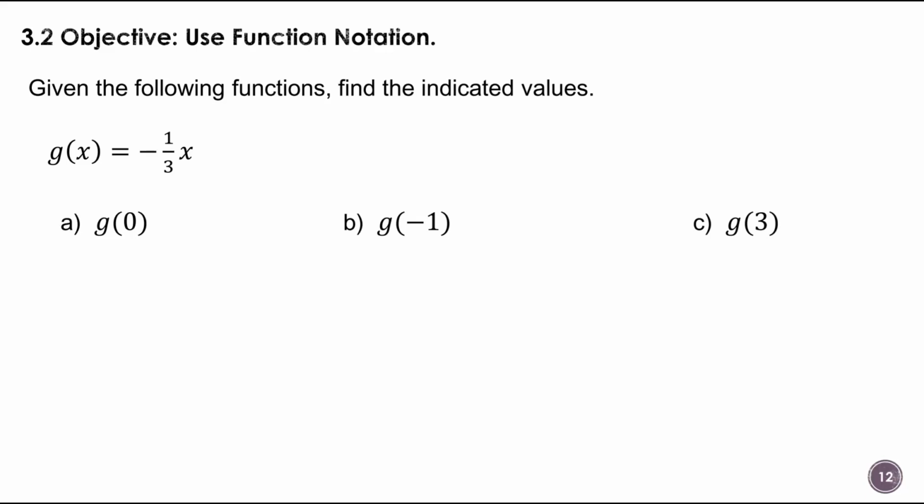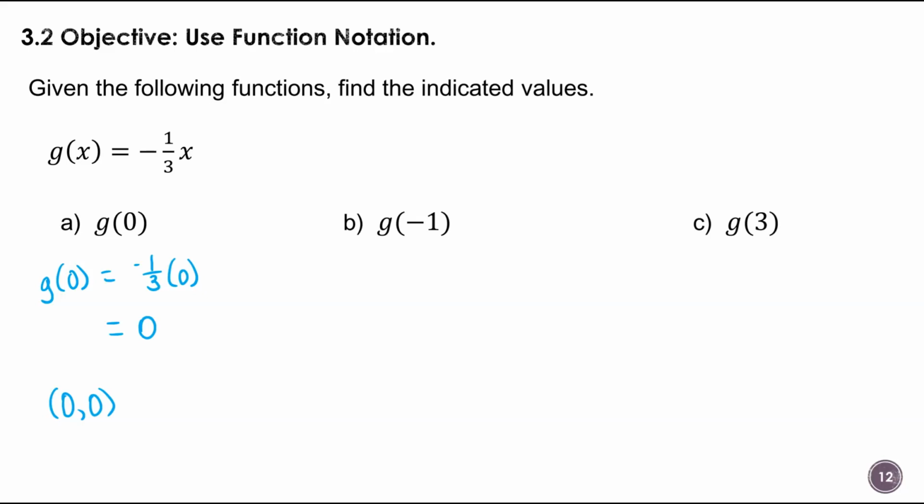All right, here's video number 3, and we will finish this up. On this one we have a function g of x equals negative 1/3 times x, and we're substituting into the same function for each of these. So we're going to substitute 0. Negative 1/3 times 0 would be 0, right? If we wrote this as an ordered pair, it would be (0, 0).